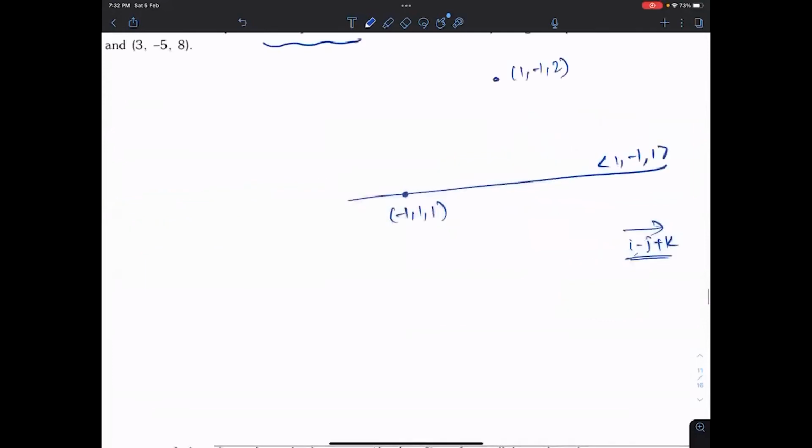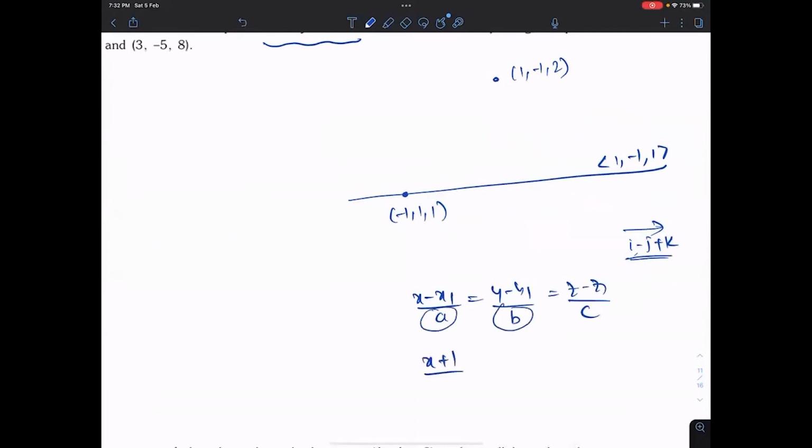Then what will be the equation of the line? General line: x minus x1 by a equals y minus y1 by b equals z minus z1 by c, where a, b, c are direction ratios. So x plus 1 by 1, y minus 1 by b. What is the y component of the direction ratio? Minus 1. Z minus 1 by the z component of the direction ratio, 1.